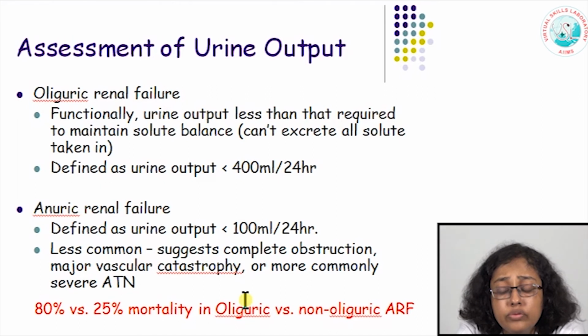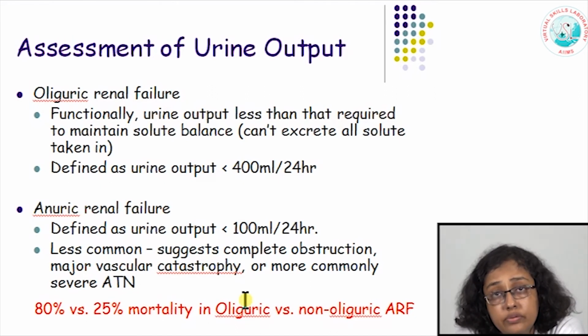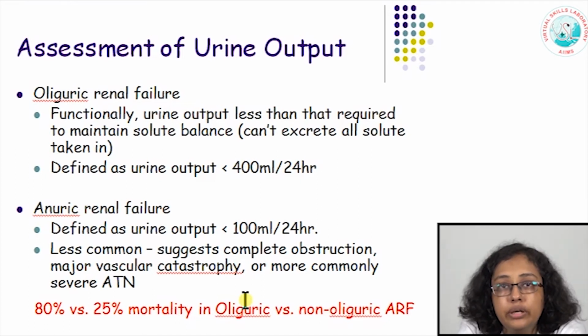Now, non-oliguric versus oliguric is important, yes, because non-oliguric ARFs fare better, they have a better outcome, while the mortality rate may be as high as 80% in oliguric ARF, especially in critical care setting.